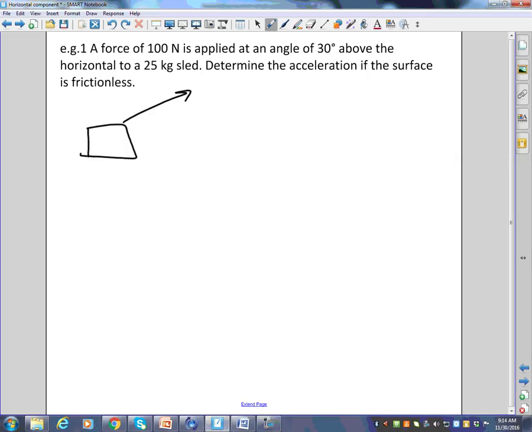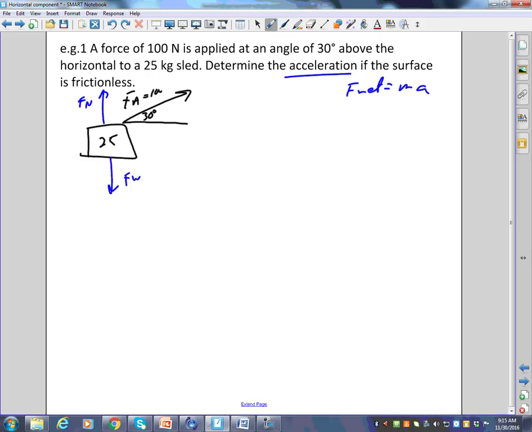So I've got my FA is equal to 100. My angle here is 30 degrees. My mass is 25. Is there any friction? No. Okay, so I'm needing to find the acceleration. Well, F net is equal to ma. Do I have the net force? I guess I should maybe put weight force and normal force in there, but again, they are balanced, and so we're not going to worry about them.